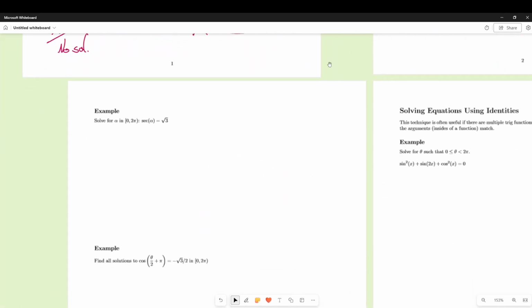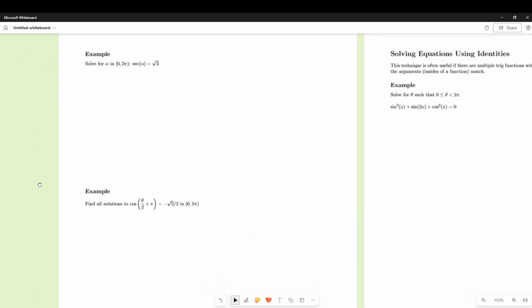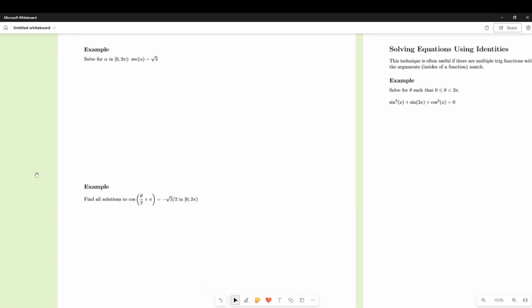Let's go down here. Ooh, that's fun. A secant. Well, we certainly know that dealing with secants can make things more complicated. And you might say, well, I don't want to deal with a secant. Okay, if you don't want to deal with a secant, don't deal with a secant. We know secant is 1 over cosine alpha.